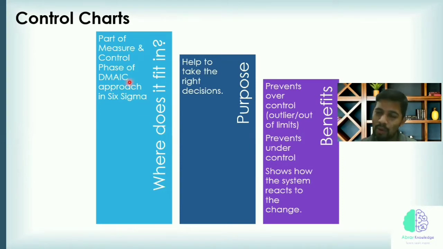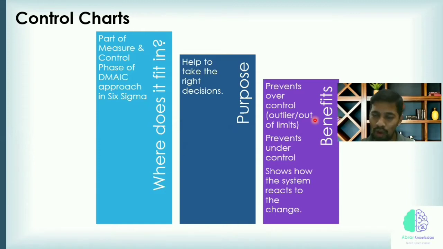The entire Six Sigma, as you all know, boils down to a concept called the DMAIC approach: define, measure, analyze, improve, and control. In the measure phase and control phase, you can use control charts. What is the purpose? It helps to detect problems and take the right decision at the right time. What is the benefit of control charts? It prevents over-control. Anything which is an outlier or out of limit, or not going as per the planned target or planned control limit, is a great indicator that we can go and fix the problem permanently.